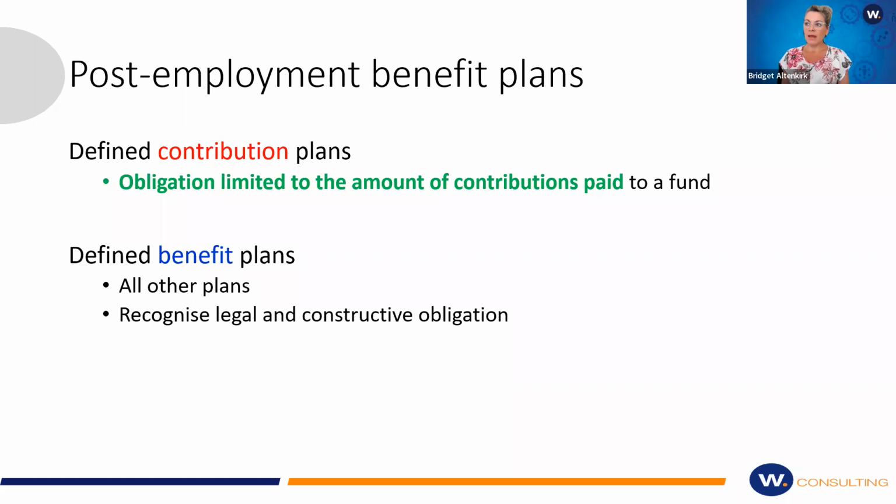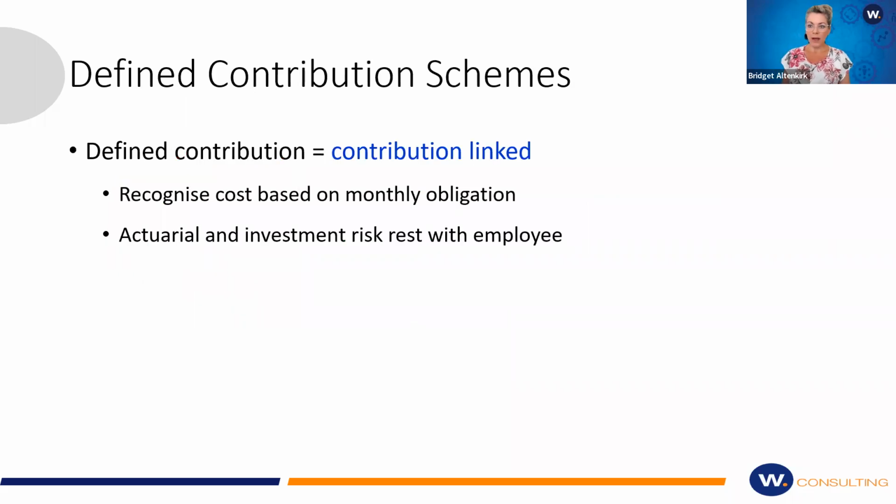So there are different ways in which these schemes can be put in place. One is known as a defined contribution scheme, and the other is known as a defined benefit scheme. A defined contribution scheme is one in which the employer is only on the hook to pay the contribution to the fund. This is usually where the scheme or the fund is maintained or operated by somebody else on behalf of the employer.